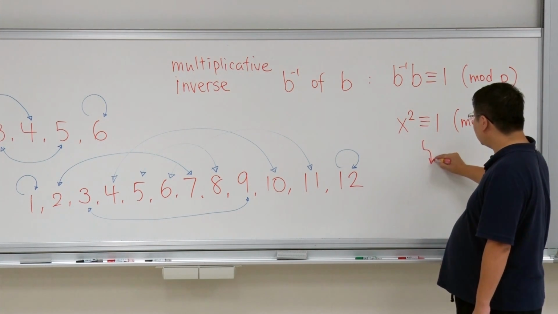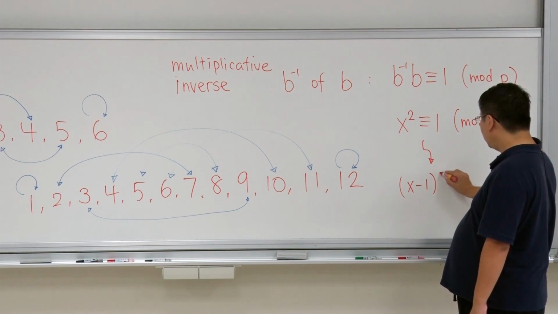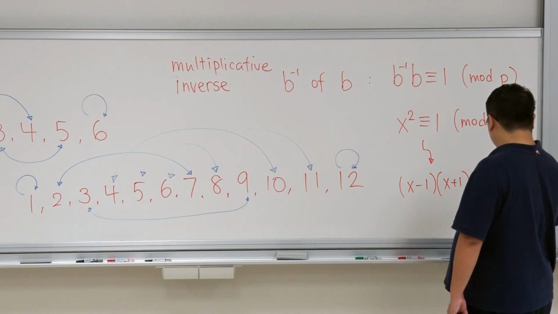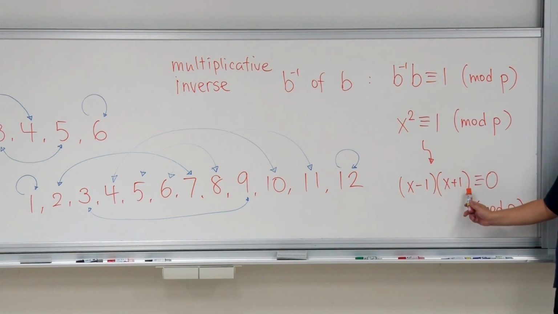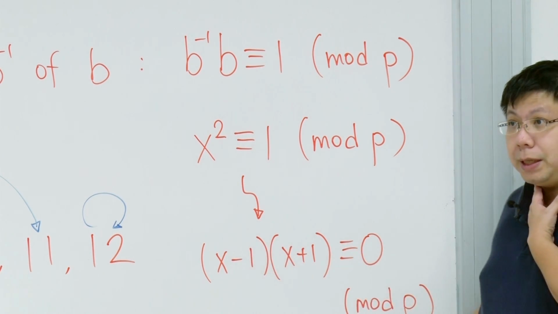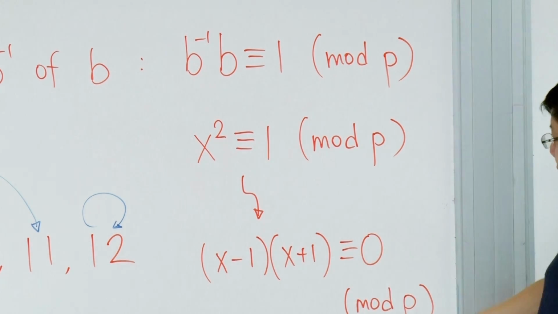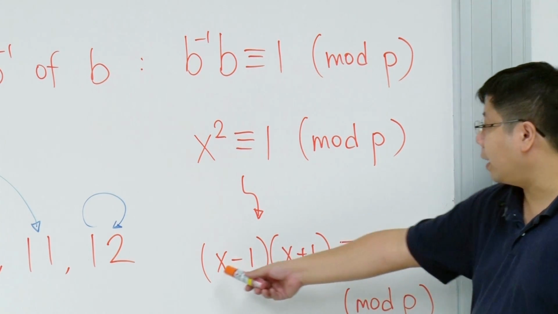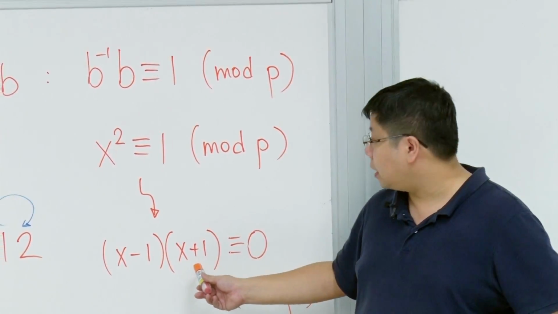How many cases are there? Then, if you look at this, this implies x, you put the 1 over there, you have x minus 1 times x plus 1 is equal to 0 mod p. Is that okay? So x minus 1 times x plus 1 is a multiple of p. So p either divides x minus 1 or p divides x plus 1. These are the two possible cases that we can have because it is a prime.